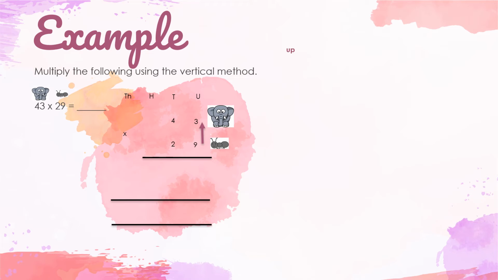We've got 9 times 3. 9 times 3 is 27. It's a two-digit number, so you're going to put the 7 down, and you're going to carry the 2 over to the tens column, and you're going to add that later.